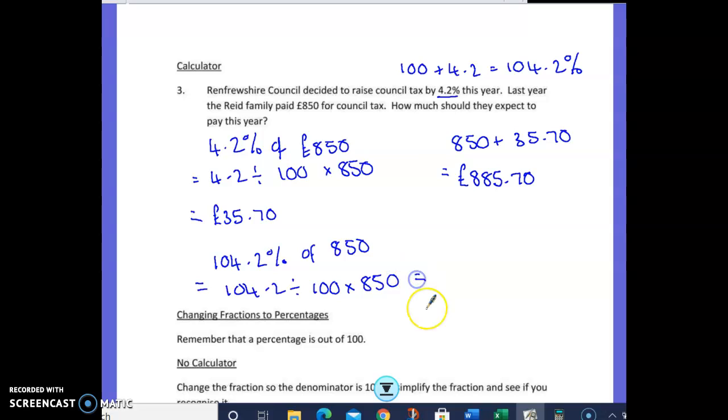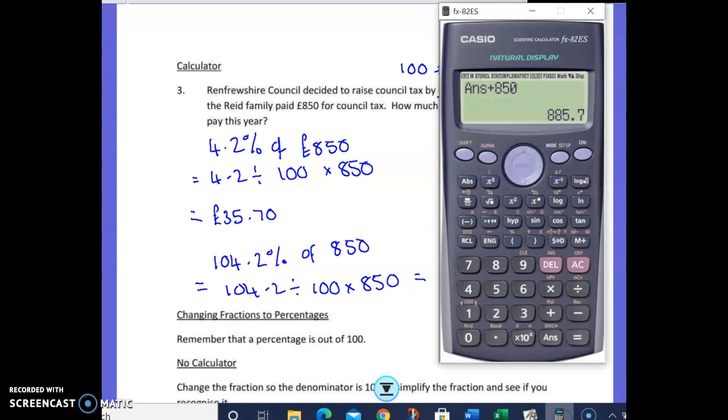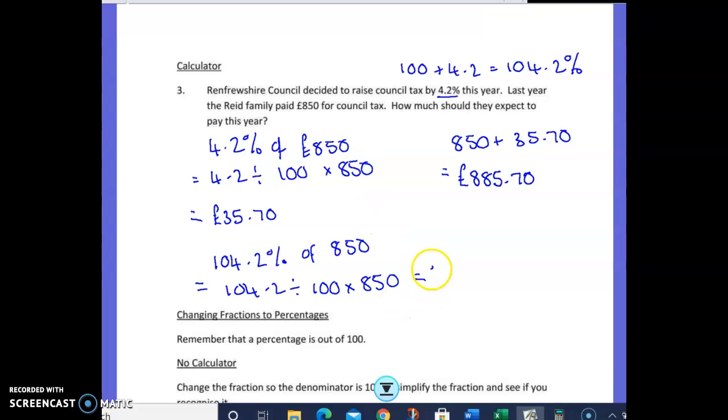Per 100. We do this one on our calculator. Using the wrong calculator here, I'm using the one on my desk rather than this one. There we go, that's better. 1.042 times 850, and it'll get us straight to the final answer without having to do the adding on at the end. We're going to look at more like this later on. Okay, it's worth noticing it now.